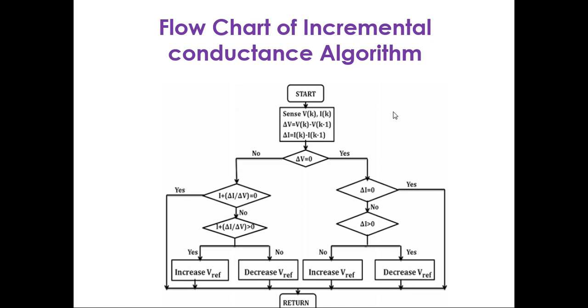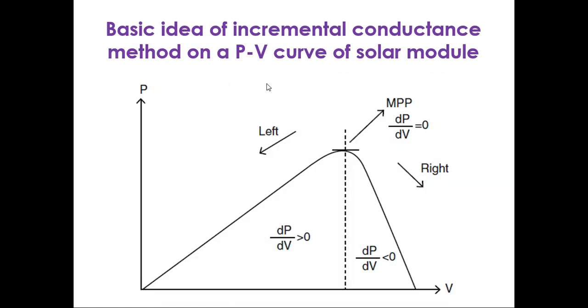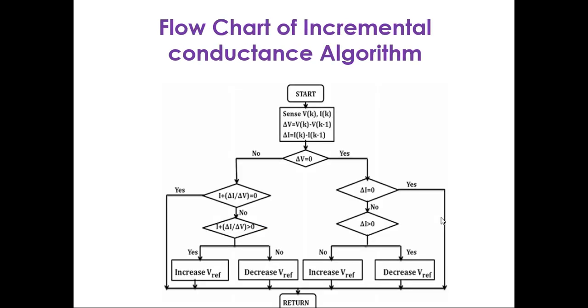Our next concept is the incremental conductance algorithm. In the incremental conductance algorithm, the change in voltage is measured. If you go with the PV curve of the PV module, we look at dP by dV, that is the derivative of power with respect to voltage. If it is equal to 0, then we have reached the MPPT. If it is greater than 0, we are on the left side of the PV curve, not at the MPP point. And if dP by dV is less than 0, it is the right side of the MPP point.